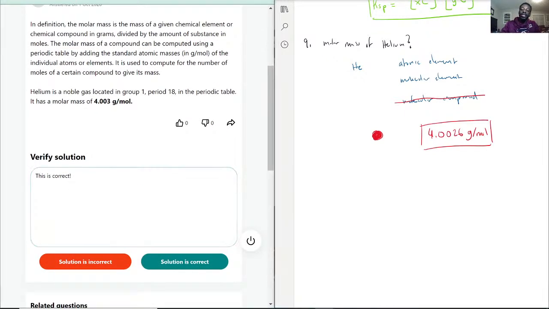But the key thing is identifying that it's an atomic element, because although it's a gas, it is a noble gas, and noble gases are completely fine by themselves. They don't need any bonds to become more stable, because they're already perfectly stable as they are.